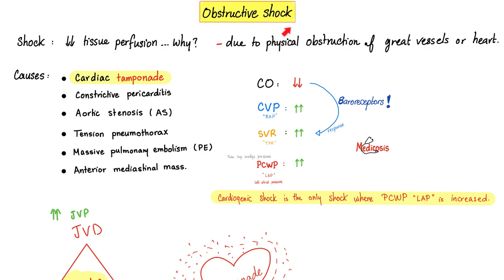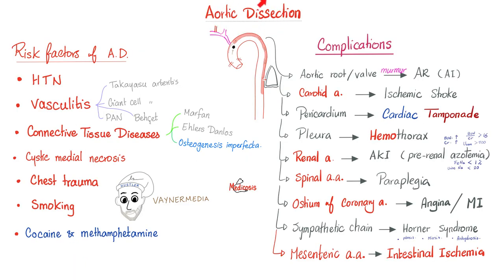There are many causes of obstructive shock. One of them is cardiac tamponade, another is constrictive pericarditis. Aortic stenosis can do it if it is severe enough, tension pneumothorax, massive pulmonary embolism, and anterior mediastinal mass. If you have watched my video on aortic dissection, you would have learned that we have tons of complications. One of them is that the aortic dissection can go backwards from here to here until I bleed into my pericardial sac and develop cardiac tamponade. The complications of aortic dissection are very high yield for your exam.